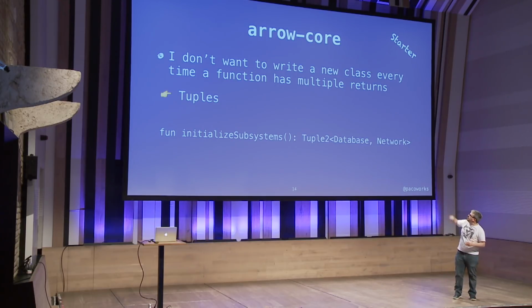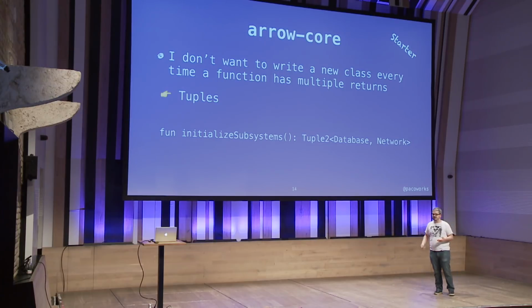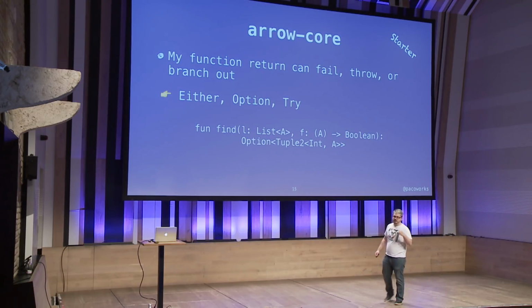So in this case, instead of writing a new class for a multiple return, you can have a tuple. We have tuples all the way from 2 to 21. They have aggregation, they have functions, they have constructors, they have everything that you need from them, already provided to you.